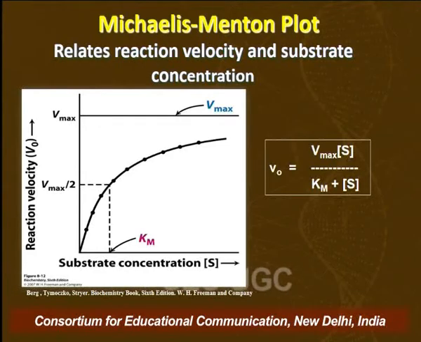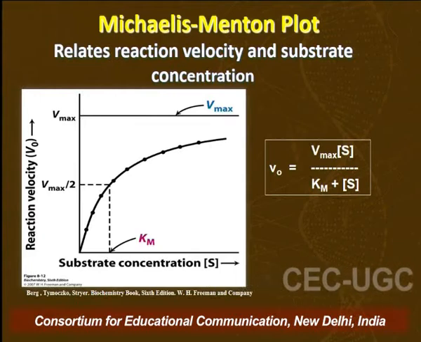The Michaelis-Menten plot gave rise to the equation V0 equals Vmax times S, where S is the substrate concentration, divided by Km plus S. Km is the Michaelis-Menten constant, and S is the substrate. So this describes the initial velocity. When we know the initial velocity and the substrate concentration, we can plot it and work out the maximum velocity of this particular enzymatic reaction.